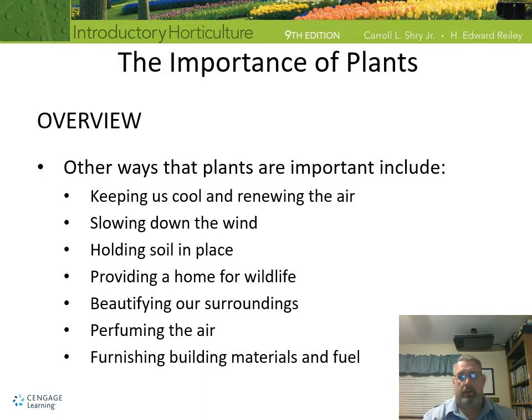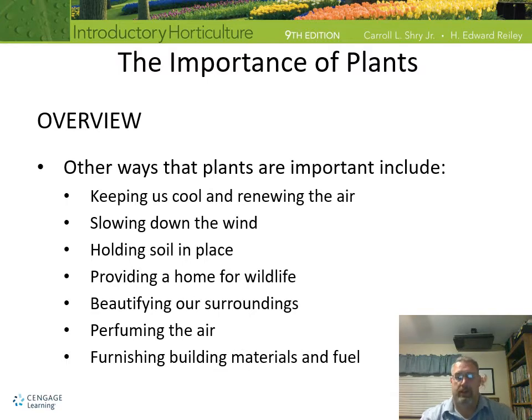They offer many different things. Like I said, they keep us cool. They slow down the wind. They are a great anchor to hold soil in place. They are a habitat. They are nice to look at. They offer nice smells, and they also give us raw materials for building. So this is all the function of plants, and they're vitally important to us.